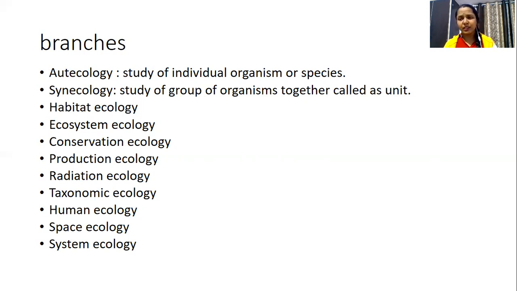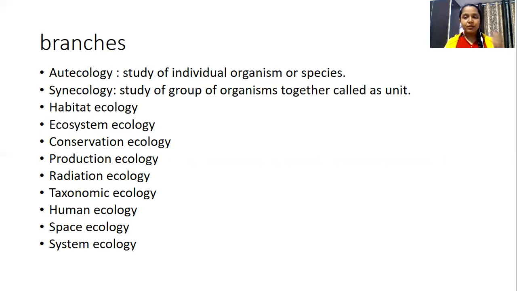Next is taxonomic ecology. We find numerous species, organisms, and plants over this planet Earth, and we have to categorize them into various taxonomical orders so that we can simplify them and go through their families and features very easily. For that, we need taxonomy. So that is taxonomical ecology. Next is human ecology, the studies which concern the human population.